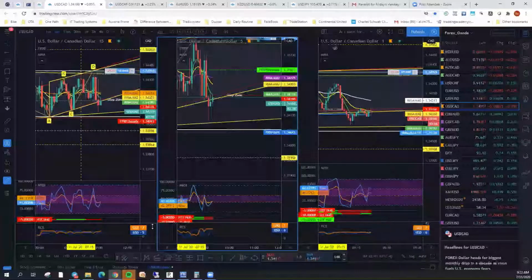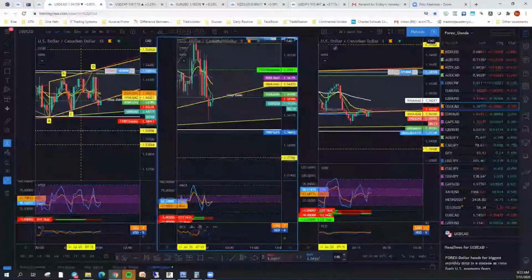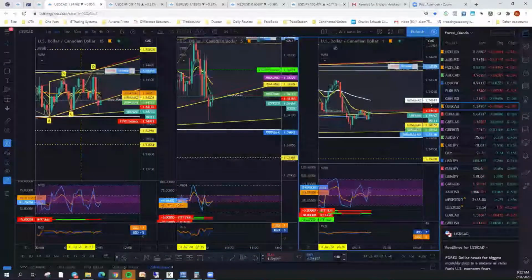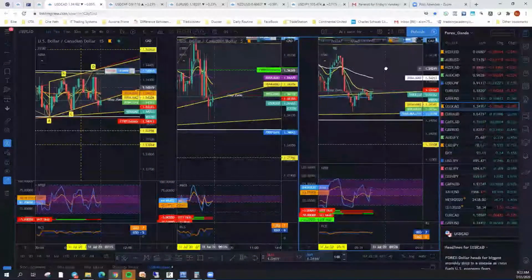We have one trader in our BK2 trading group that does a lot of manual trading. He loves the US CAD. I've never seen why he does, but he does well with it.